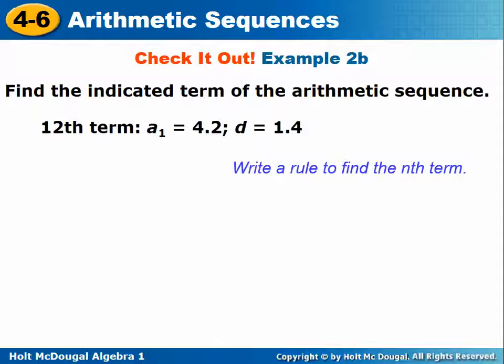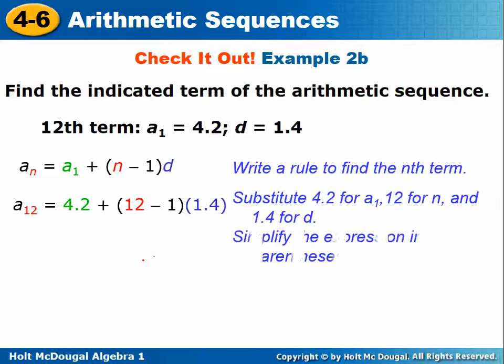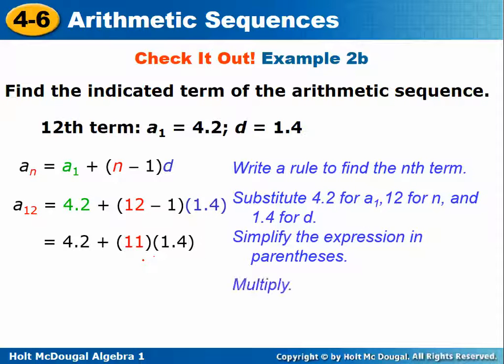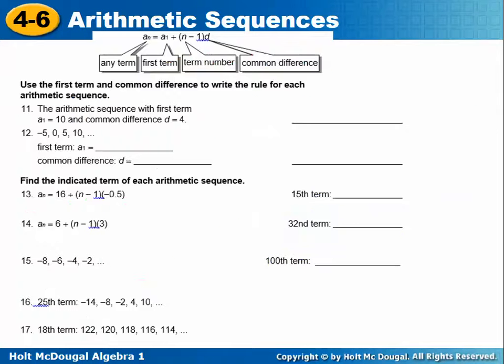This is just another example to practice. Sometimes they give you everything you need to know and you don't even have to find the common difference first. Like in this case, they give us that D is 1.4, they give us that A is 4.2, and they're looking for the 12th term, so we use that for n. Don't forget to do the parentheses first, which would be 11 times 1.4, and then you would finally add the 4.2 plus the 15.4. So 19.6 would be the 12th term of this arithmetic sequence.